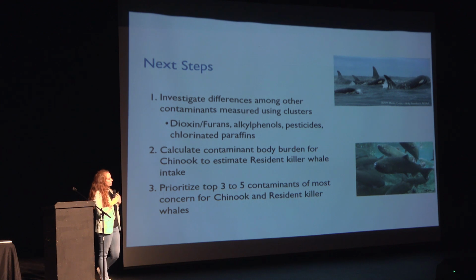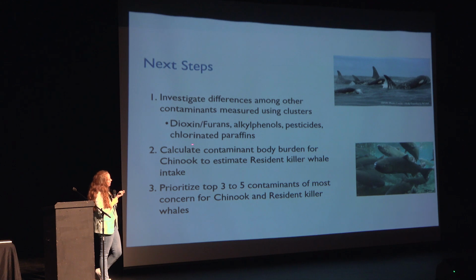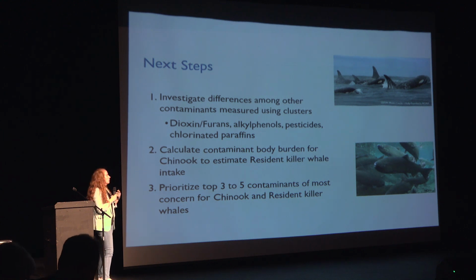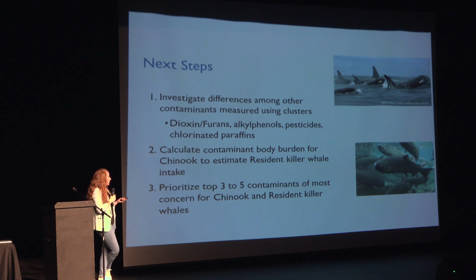The next steps I'll take, continuing with my PhD research, are to investigate the differences among a variety of other contaminants, and then use that information to calculate the contaminant body burden of these different Chinook stocks, to estimate the killer whale intake and how much contaminant the southern and northern residents are taking in. One of the final goals of my PhD is to prioritize the top 3 to 5 contaminant classes to bring to policymakers in Canada for more direct mitigation efforts.